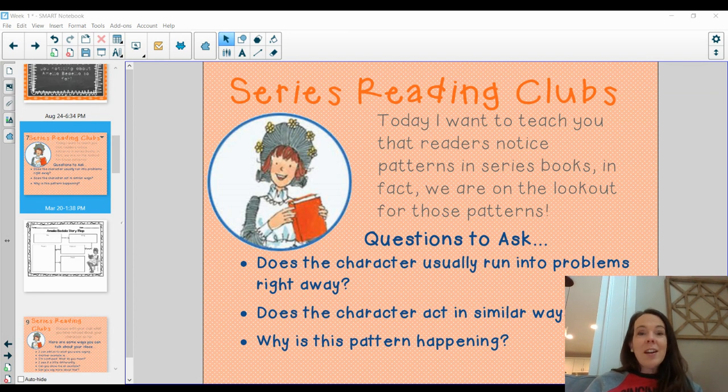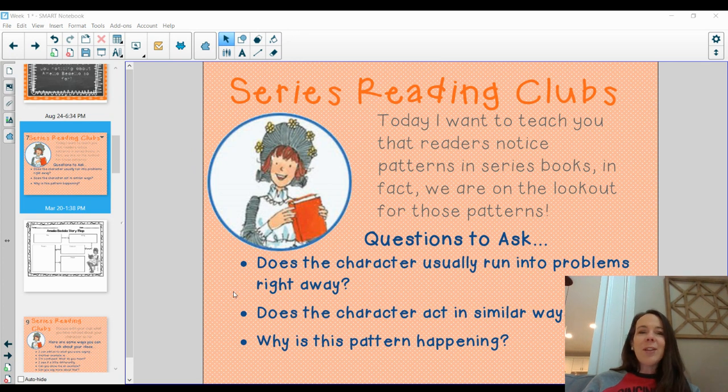First question, does the character usually run into problems right away? Does the character usually have problems? Let's think about Amelia Bedelia. In our last two books that we've read, did Amelia Bedelia run into problems? Yes. Oh, yes. She runs into problems.